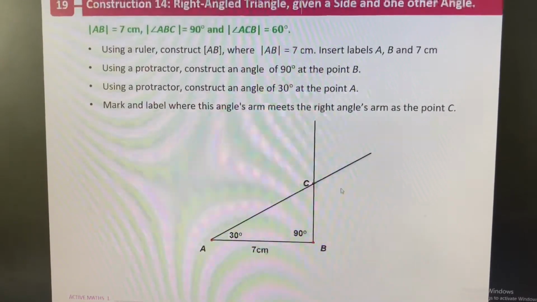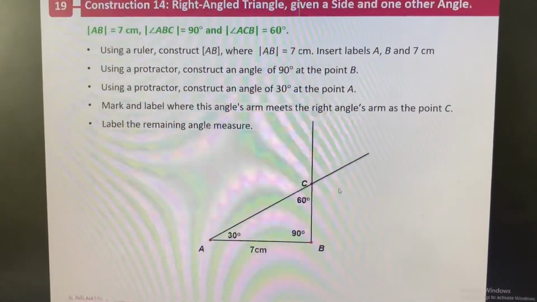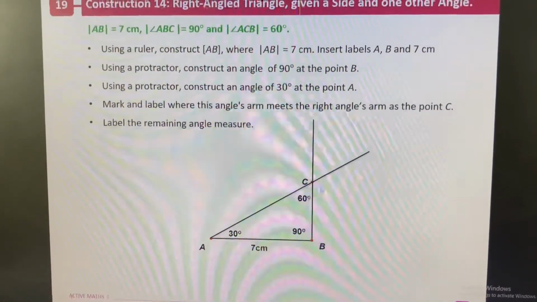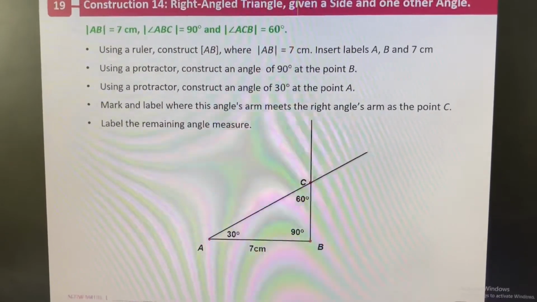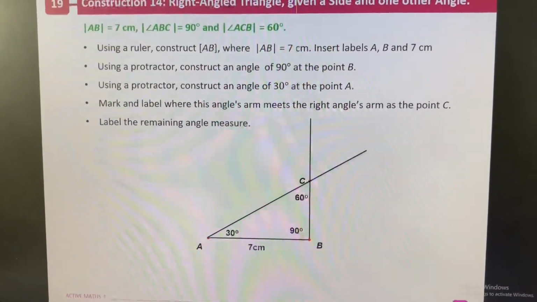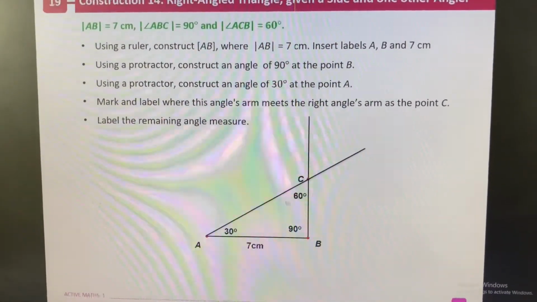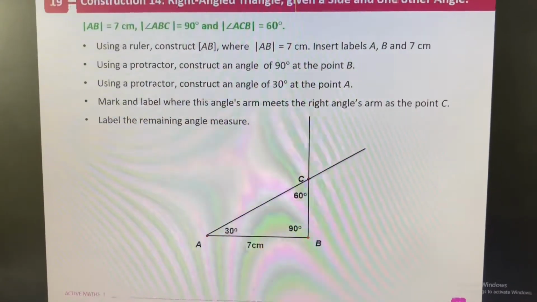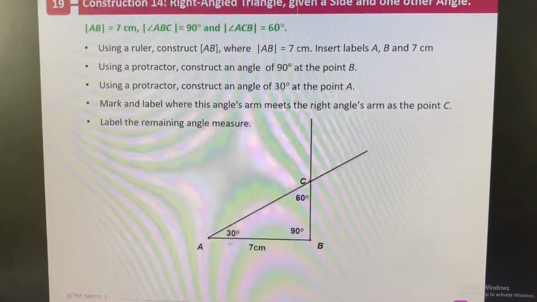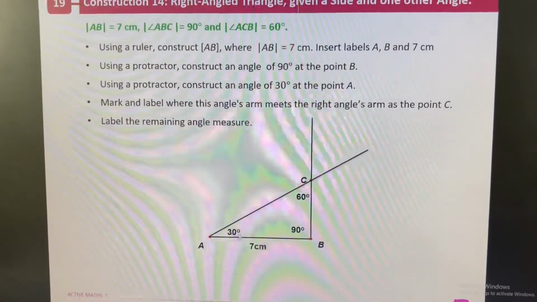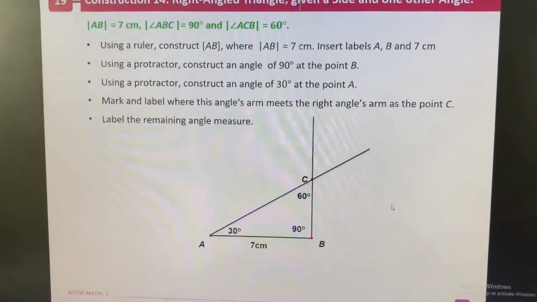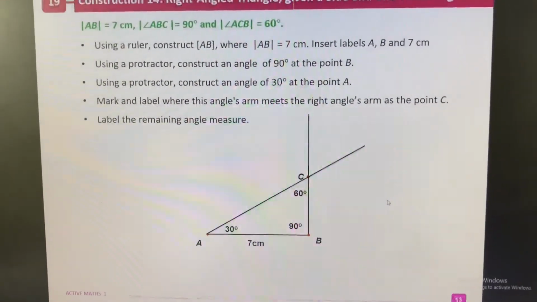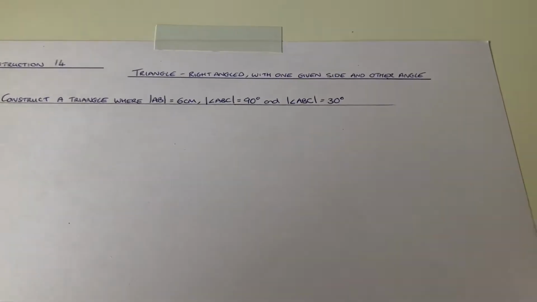And we need to make sure that we label all the information that's been given to us in the question. So we have A, B, and C. We have the 90-degree angle. We have the 60 degrees, and we have the 7 centimeters. And of course, we calculated ourselves the third angle to help us to perform this construction accurately. So I will demonstrate doing one myself.